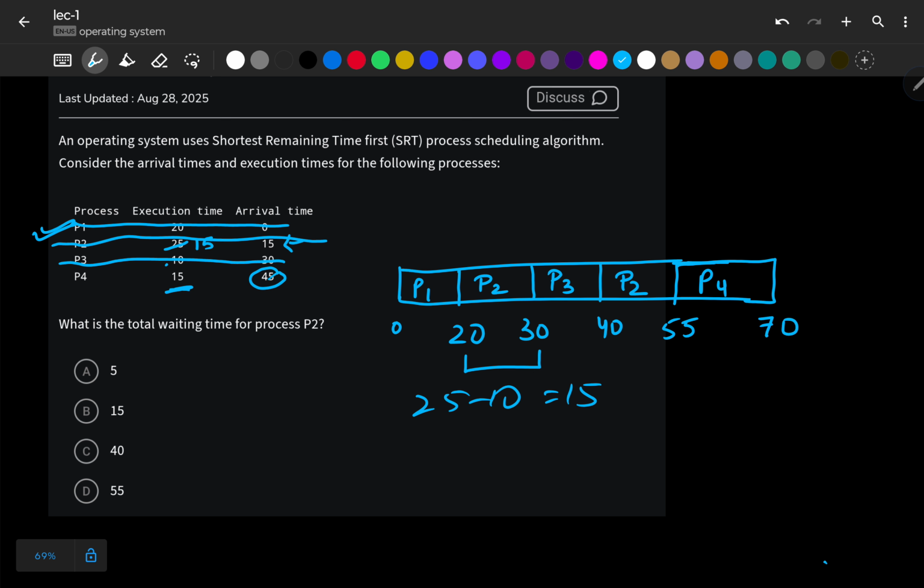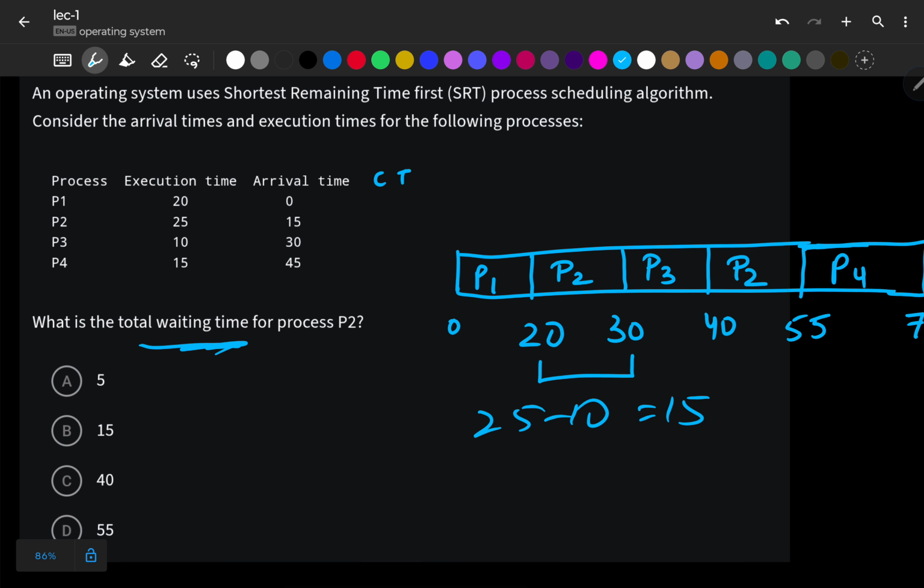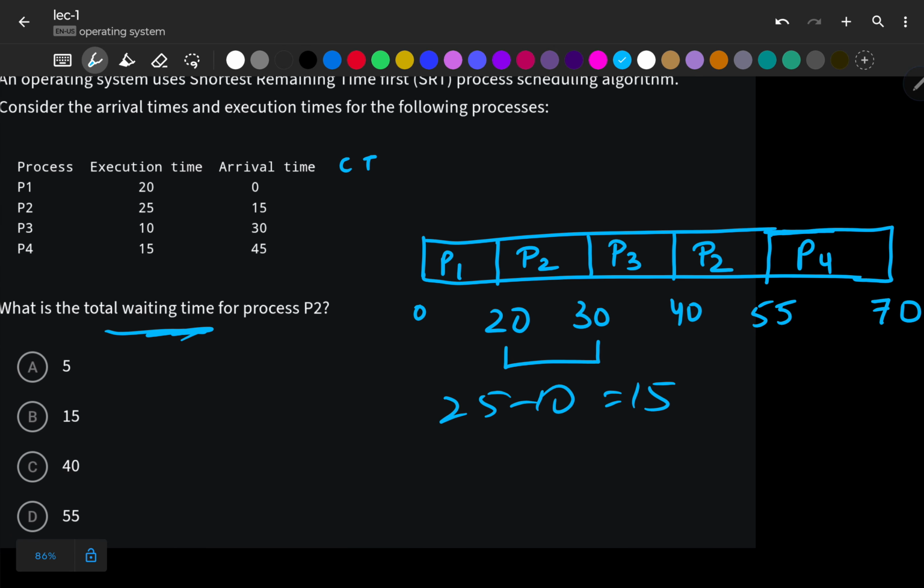So the question was to consider the arrival times and find the total waiting time of process P2. Let's find out the waiting time of process P2. First of all, we will see the completion times. Completion time of P1 is 20. Completion time of P2 is 55. Completion time of P3 is 40. Completion time of P4 is 70.